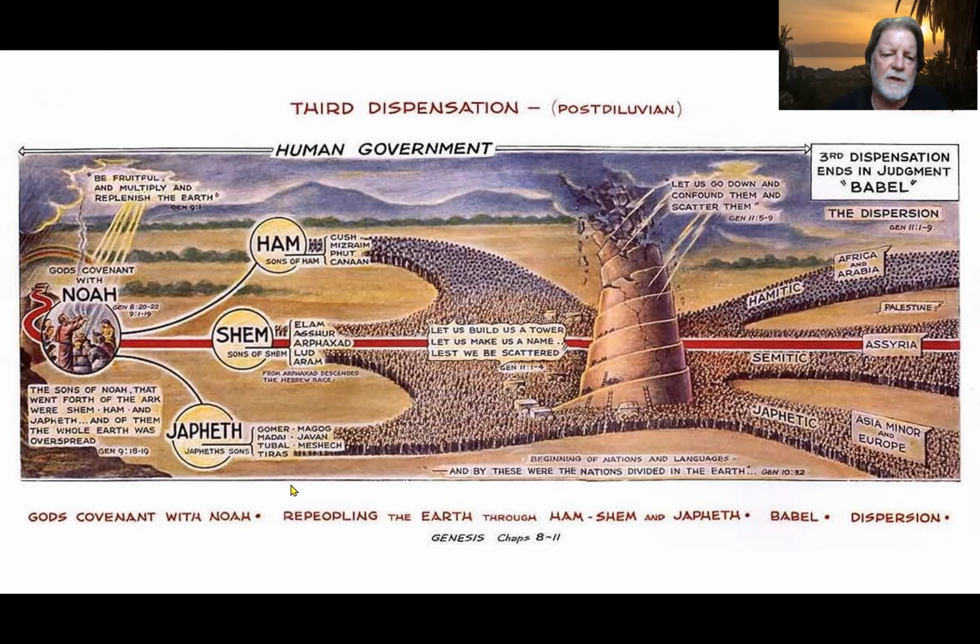And also, let's go down to the bottom of the chart and look at some of the topics that we will be dealing with. First of all, God's covenant with Noah, and that is depicted here on the left-hand side of the chart, and it comes from Genesis chapter 8 and into chapter 9, up to verse 19.